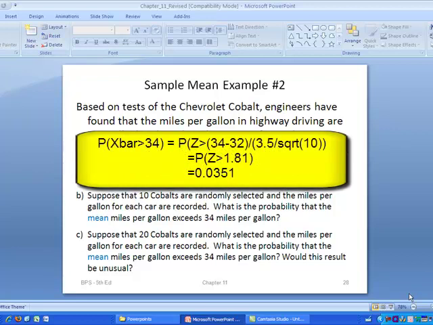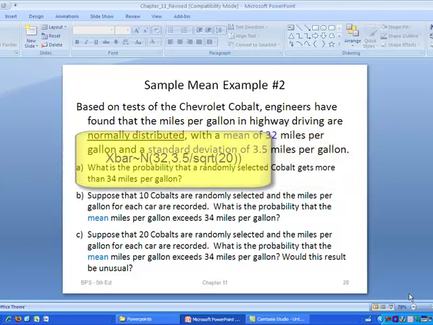The reason why I'm telling you to do this is because you want to reduce the rounding error so that you get the same answers that you're going to match up with, or that you have to fill in. So what's the probability that Z is greater than 1.81? Well, it's 0.0351.